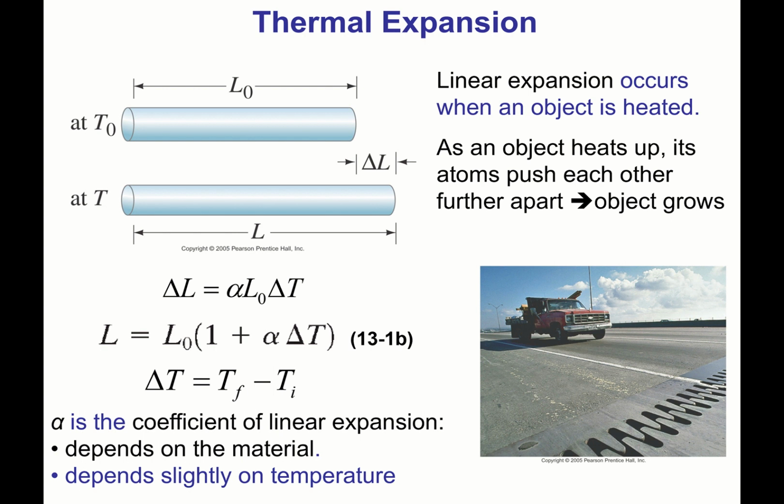The change in length is proportional to the initial length. It's proportional to the change in temperature. And it's also proportional to a coefficient of linear expansion. We use the Greek letter alpha there, which depends on the material. Some materials don't expand very much, and some expand a lot when the temperature changes. Alpha depends a little bit on temperature, but usually we treat it as temperature independent. Delta T is T final minus T initial.